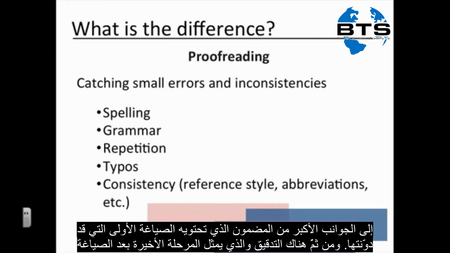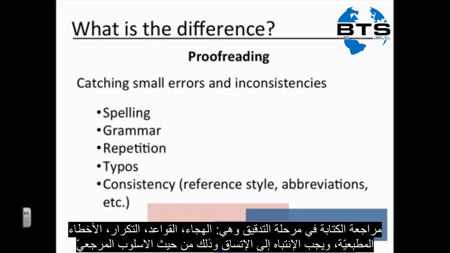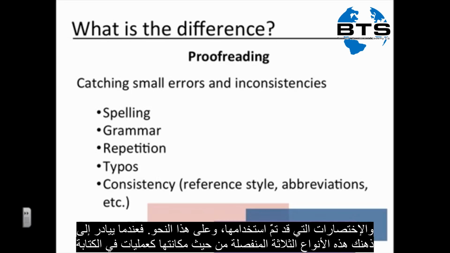Then proofreading is the final stage after the drafting and the editing. And that's really just going back and thinking about catching small errors and inconsistencies in what you've been writing. So some of the things you might think about when you go back over your work for proofreading are spelling, grammar, whether you've repeated yourself, if there are any typos, and really just making sure that you're consistent throughout in terms of your referencing style, your abbreviations that you use, that kind of thing.